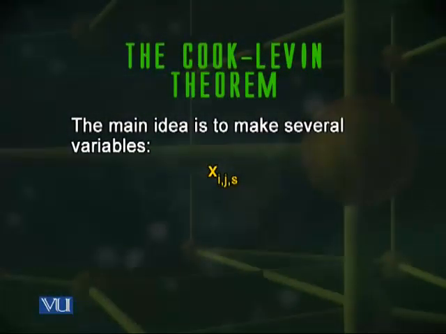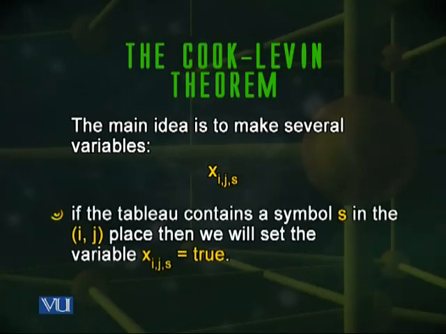The variable x sub i j s would be true if and only if in the ijth cell of the tableau we put the symbol s. So let's look at the interpretation of each variable in this formula that we are going to create. We will have several variables, and the variable xijs will be true if and only if we place the symbol s in the ijth cell of the tableau. So now we are leading towards our goal, that is satisfiability. We have some Boolean variables.